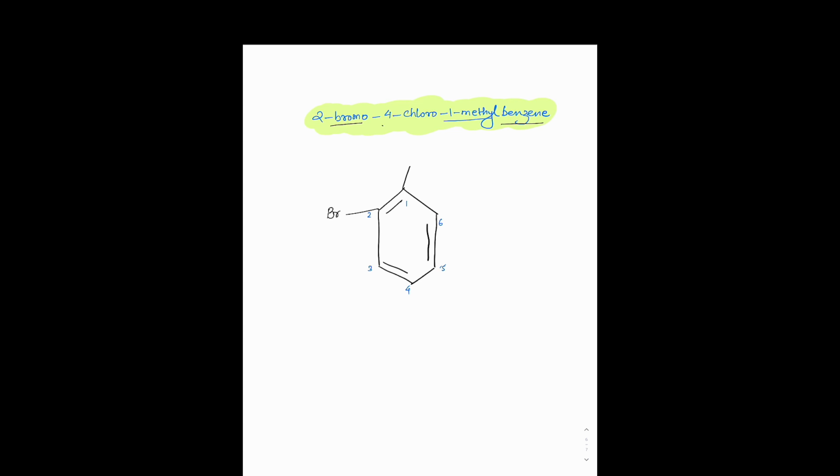And then finally at carbon atom number 4 we have a chlorine group. So I can draw a line here. This is the bond line diagram.